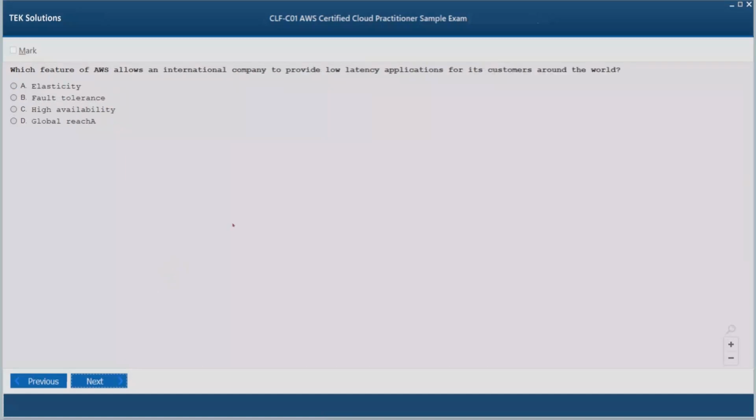Which feature of AWS allows an international company to provide low latency applications for its customers around the world? Option A, elasticity, B, fault tolerance, C, high availability, D, global reach. So it's a feature which will allow an international company to provide low latency applications for its customers around the world, and the answer is D, global reach. With a global reach, AWS allows an international company to provide low latency applications for its customers around the world.